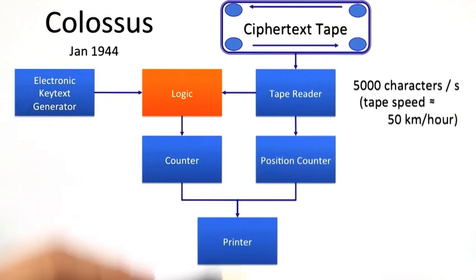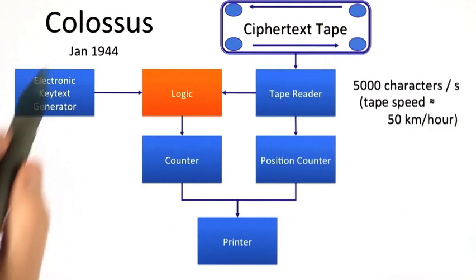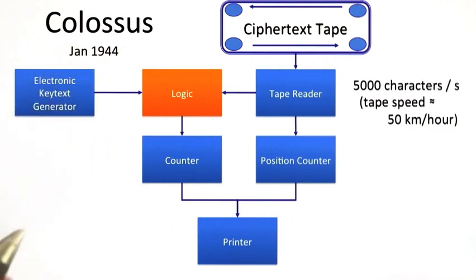There were ways to program it to do slightly different operations depending on what the analysts thought was the most useful thing to do with that intercepted ciphertext. So this was arguably the first programmable digital electronic computer. It wasn't fully programmable. It wasn't a general purpose computer, but it could be programmed to change its behavior slightly.